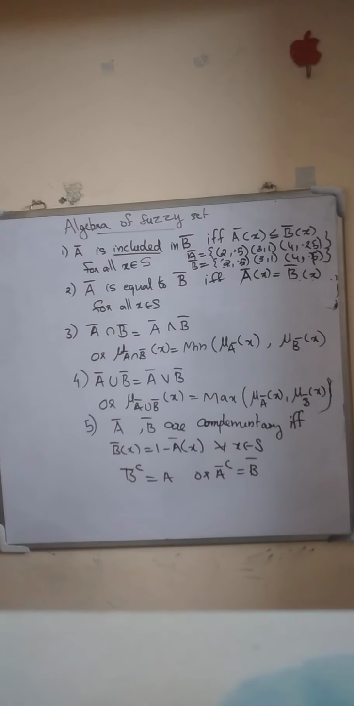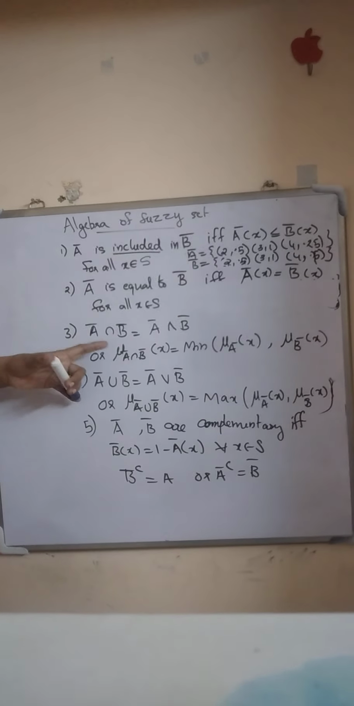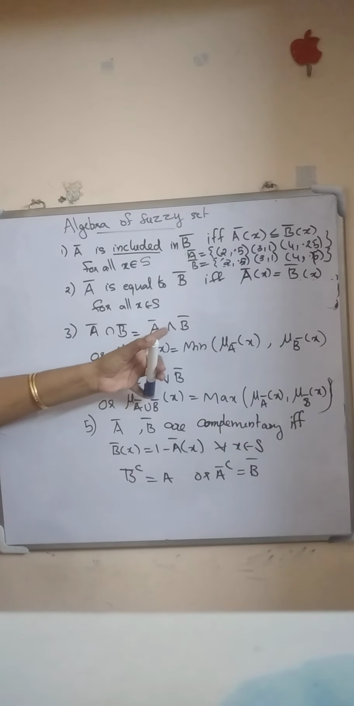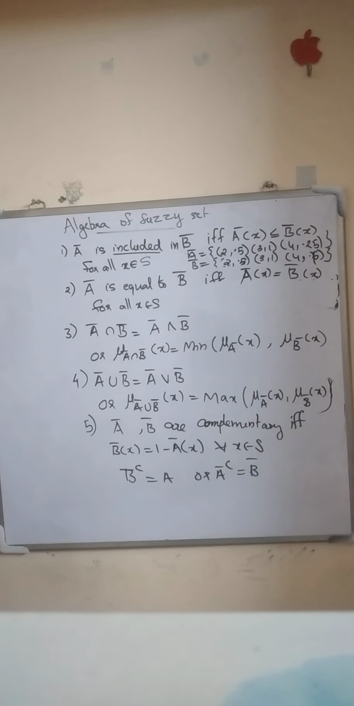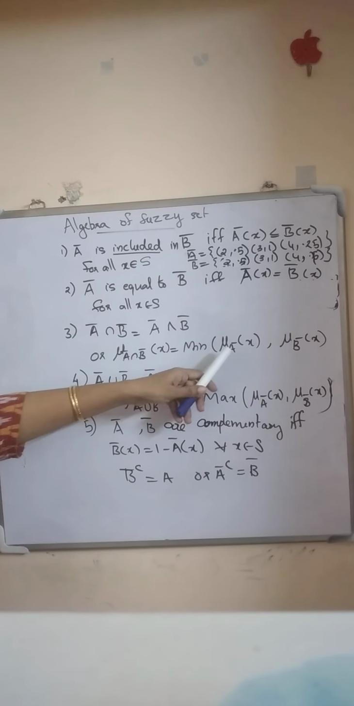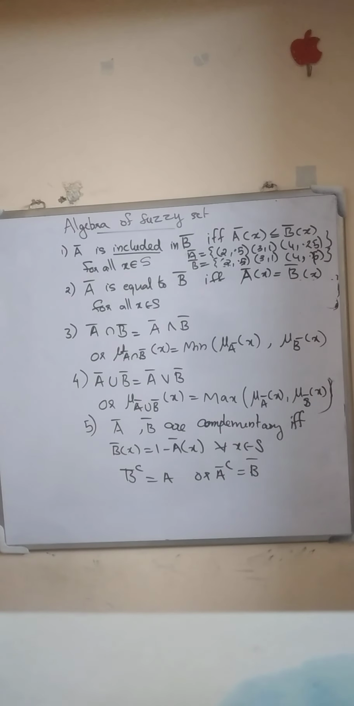Similarly, in the case of a crisp set, we know that A intersection B means the elements common to both A and B. But in the fuzzy set, A bar intersection B bar is A bar meet B bar, or the membership function of A bar intersection B bar of x equals the minimum of the membership function of A bar at x, comma, the membership function of B bar at x.